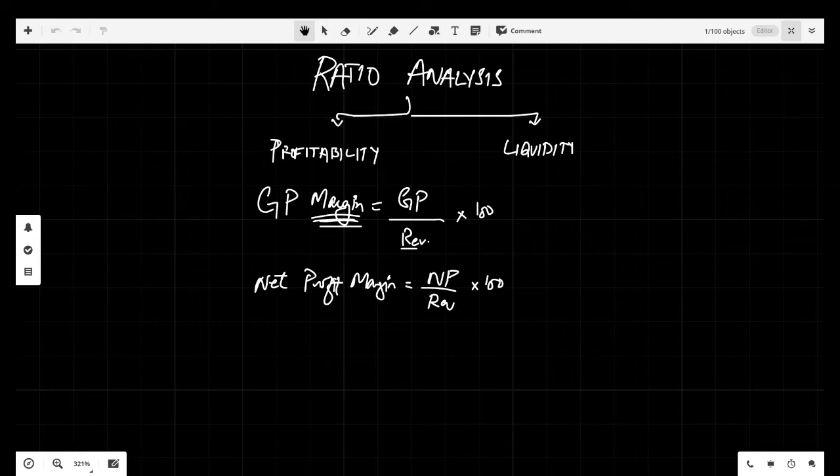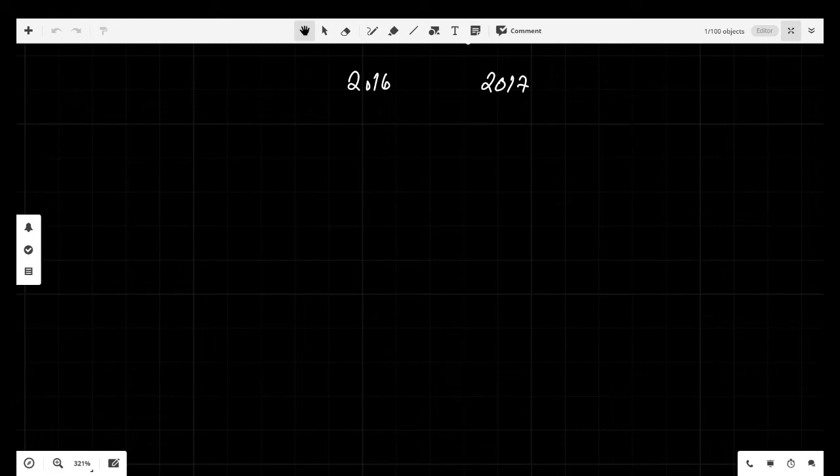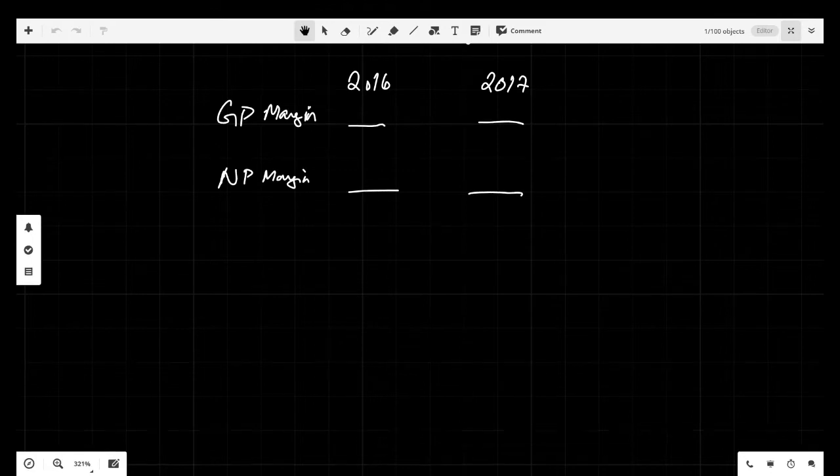So I will write over here 2016, right over here 2017, and then I will write GP margin, and then I will calculate right over here net profit margin, right? Okay, give me these four values. Gross profit for 2016 is 19,700.